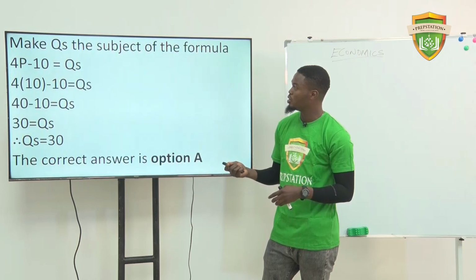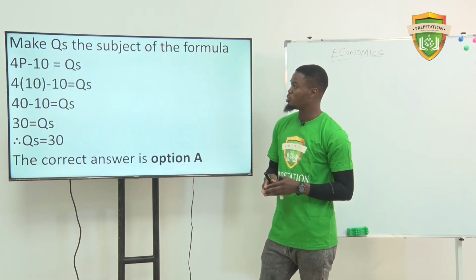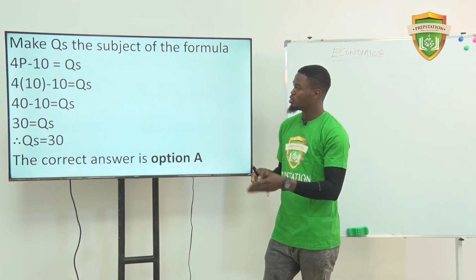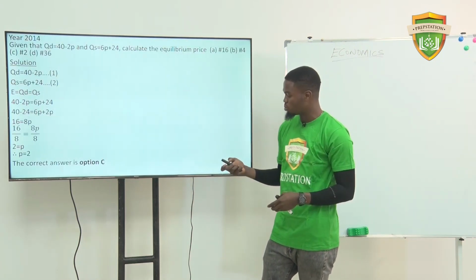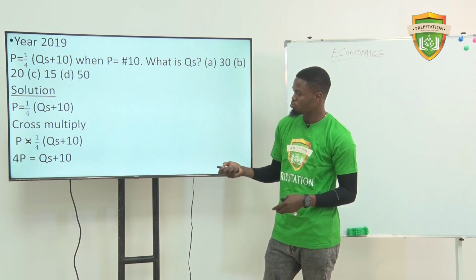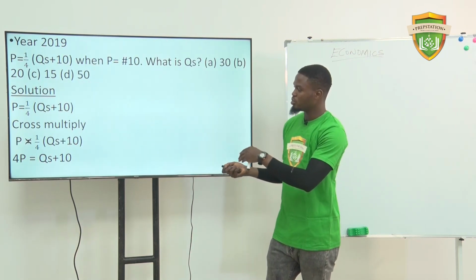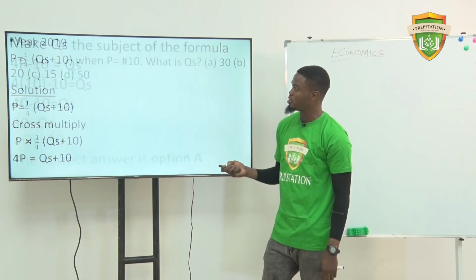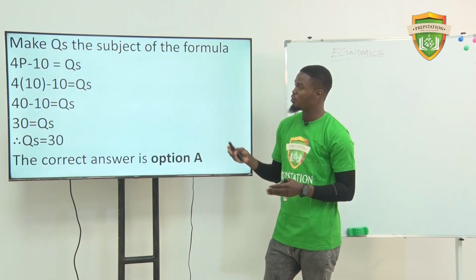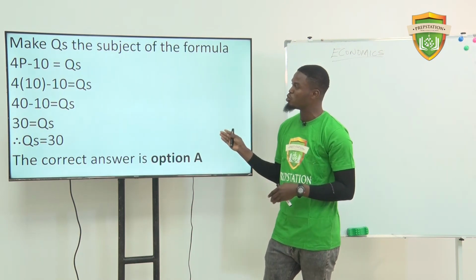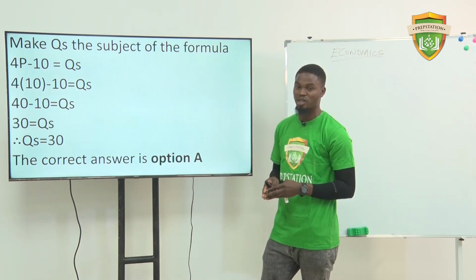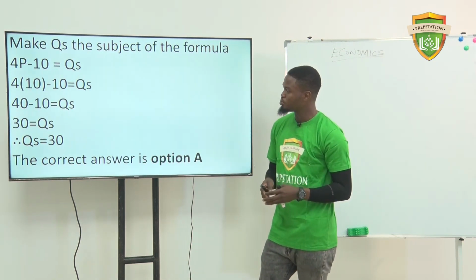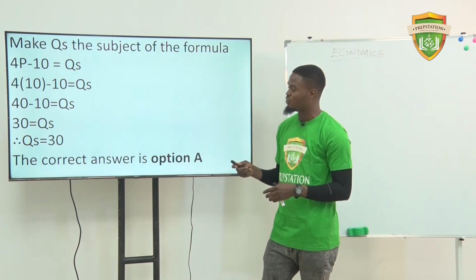So then you make qs the subject of formula. You have your 4p. That is bringing out qs from the equation. So that is the 10 goes to the other side of the equation to join the 4p. So this is what we did here. So you have 4p minus 10. It was a positive 10, but changing side to the left side of the equation, it became a negative. So you have qs. Then the next thing to do is to impute the value for p.